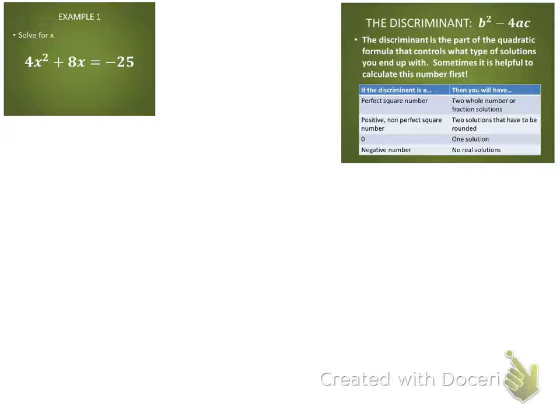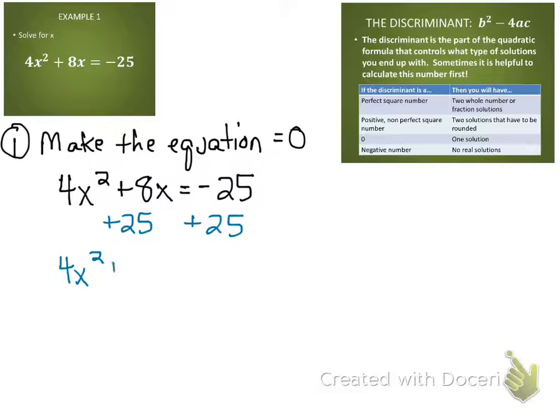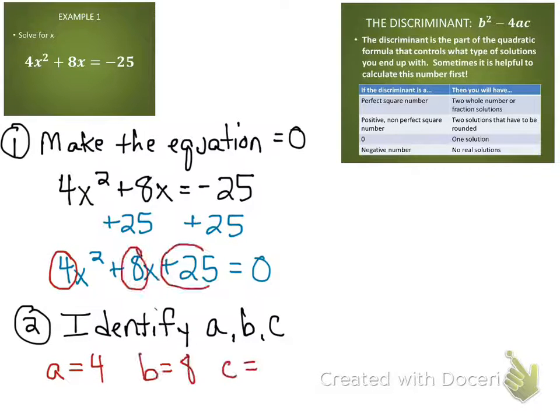So let's take a look at this first example. Our first step is to make sure that the equation is equal to 0, and so we'll do that by adding 25 to both sides. Next, we would want to identify our a, b, and c values. A is the number in front of the x squared, b is the number in front of the x, and c is the constant value that has no variable next to it. So in this case, a is 4, b is 8, and c is 25.